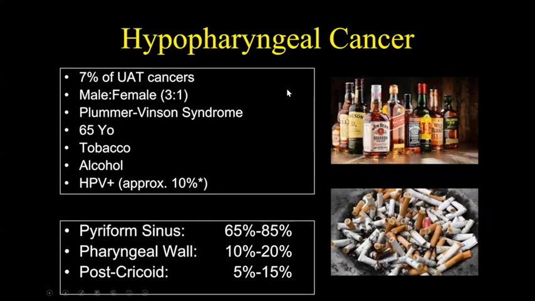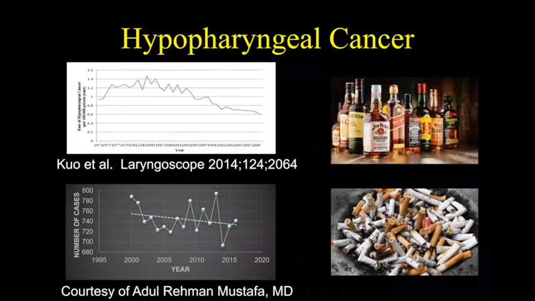When we talk about hypopharyngeal carcinomas, they comprise 7% of upper aerodigestive tract cancers. They're more common in males than in females. It's associated with Plummer-Vinson syndrome. The average age of onset is 65 years old. It is associated with tobacco and alcohol, and only approximately 10% of squamous cell carcinomas involving the hypopharynx are HPV positive. The subsite that's most commonly involved in the hypopharynx with cancer is the piriform sinus, followed by the posterior pharyngeal wall, and then eventually the postcricoid area.